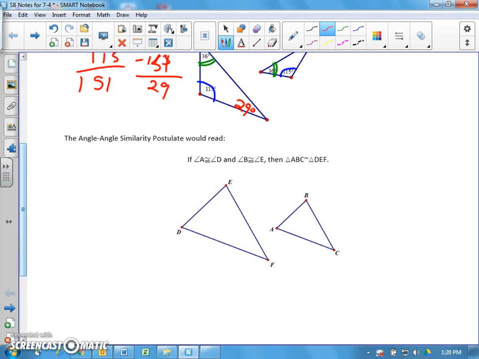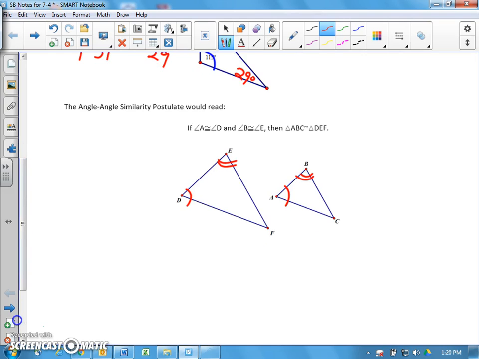So our postulate would read, if angle A is congruent to angle D, and angle B is congruent to angle E, then I know that triangle ABC is similar to triangle DEF. Let's look at the next postulate.